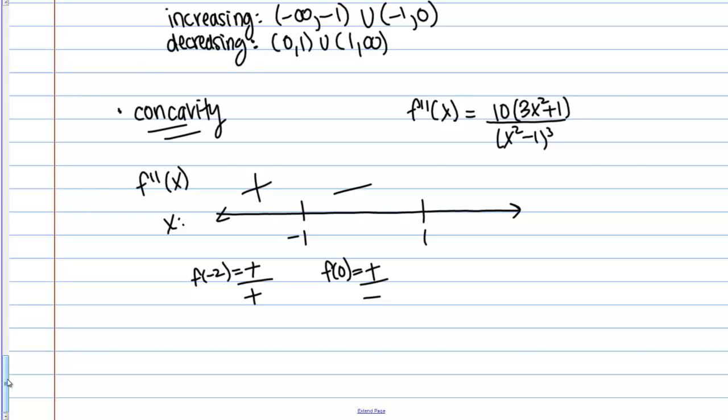Okay, and then for my final interval, I could pick 2. On the top, that's definitely going to be positive, right? 10 times some positive things is positive. What about on the bottom? Well, I have 2 squared minus 1, so that's 3 cubed, which is positive. So I get a positive overall.